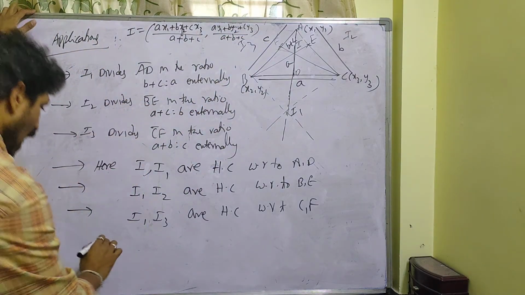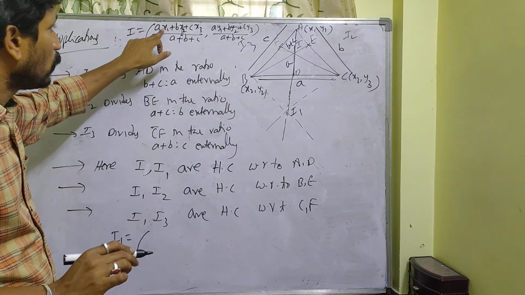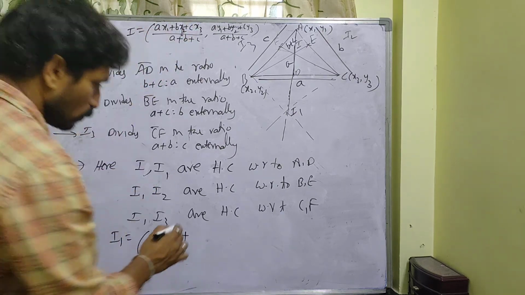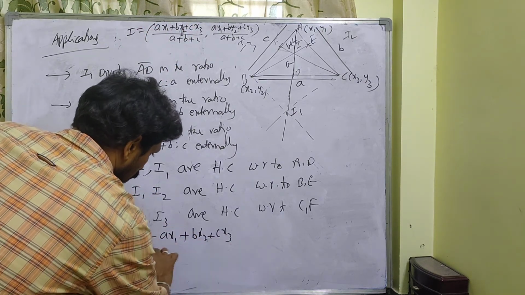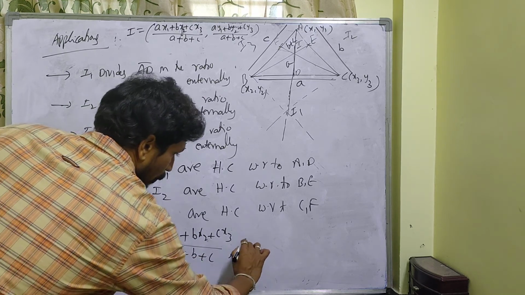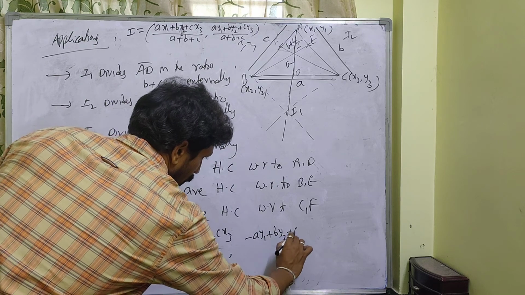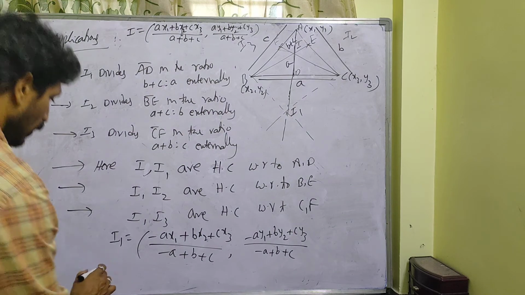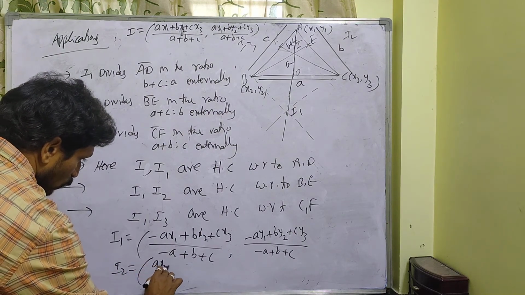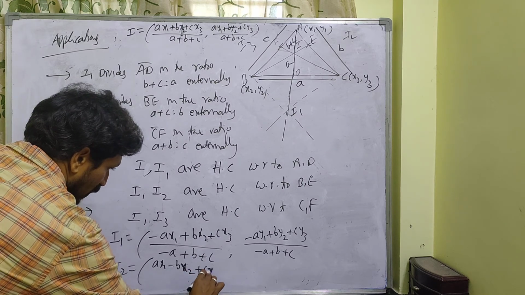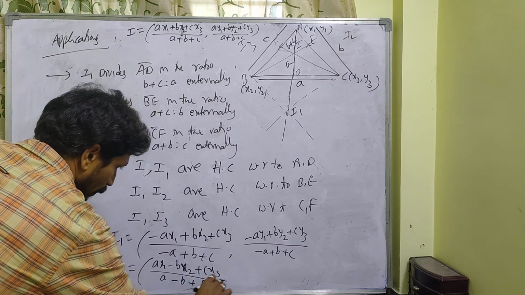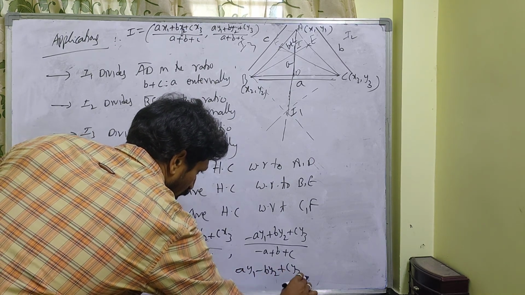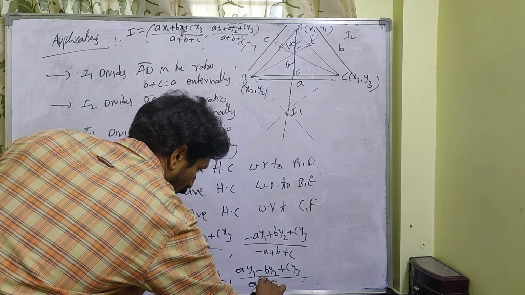In the same manner, I1 is nothing but at the position of a you write minus: (minus ax1 plus bx2 plus cx3) by (minus a plus b plus c), comma (minus ay1 plus by2 plus cy3) by (minus a plus b plus c). Similarly, I2 will be (ax1 minus bx2 plus cx3) by (a minus b plus c), and (ay1 minus by2 plus cy3) by (a minus b plus c).